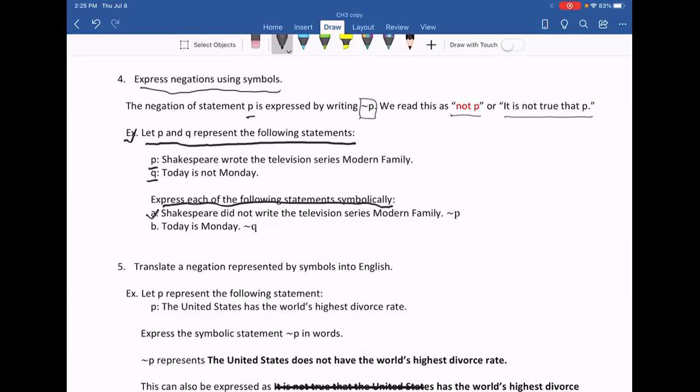So the first one, when I see the sentence, Shakespeare didn't write the television series Modern Family, I realize that this is a negation of my statement P. So I use the symbol not P to express the negation of P. Next one, today is Monday. Is this a negation of my Q? So I use not Q to express this sentence.